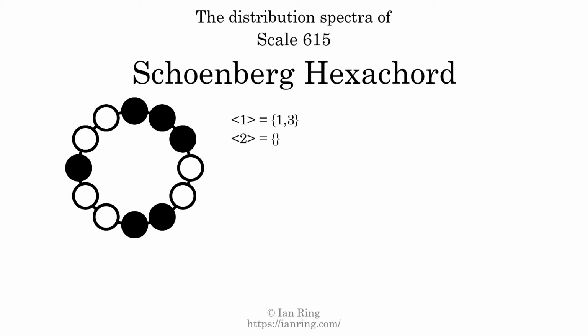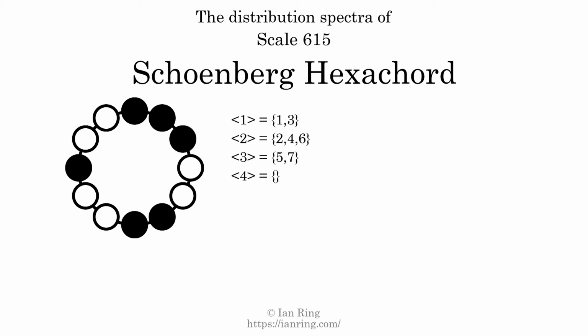The generic interval of 2 scale steps comes in 3 different specific interval sizes: 2 semitones, 4 semitones, and 6 semitones. The spectrum width of this generic interval is 4. The generic interval of 3 scale steps comes in 2 different specific interval sizes: 5 semitones and 7 semitones. The spectrum width of this generic interval is 2.